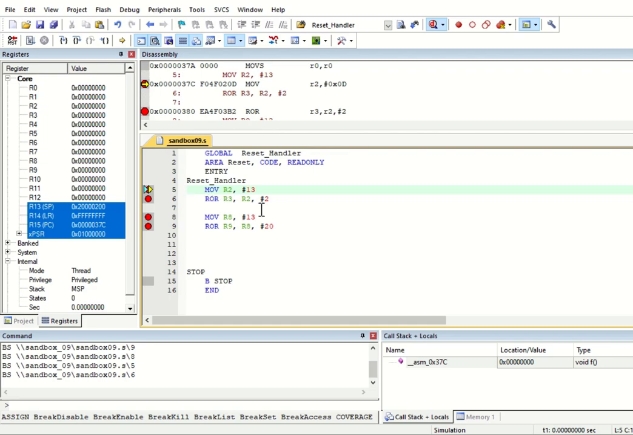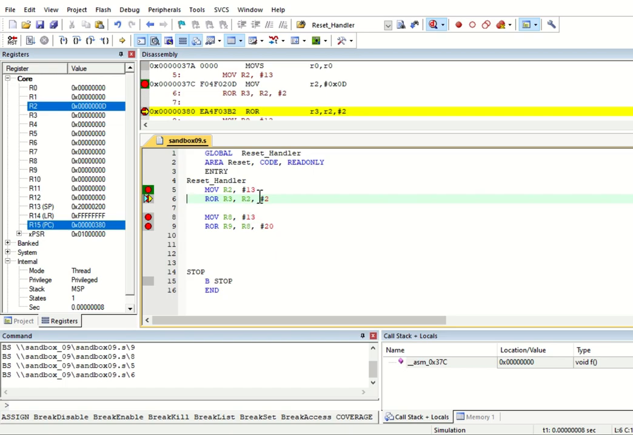Let's dig into the code step by step, one line at a time. I have these lines set up here, and I'm going to step through them. I've stored 13 into register R2. So 13 is D in hexadecimal, and you see D here. And then I'm going to rotate right the value stored in R2 by 2 bits and store the resulting number in R3. And this is the same convention that we have been using all this while.